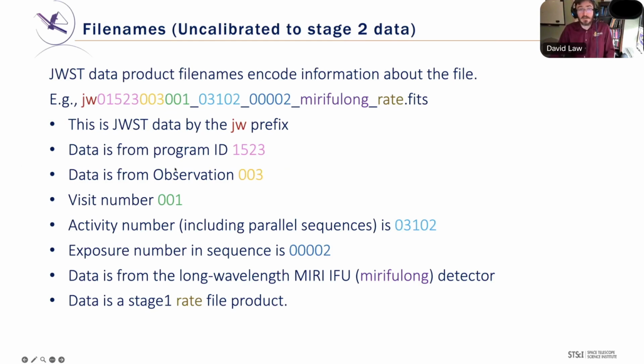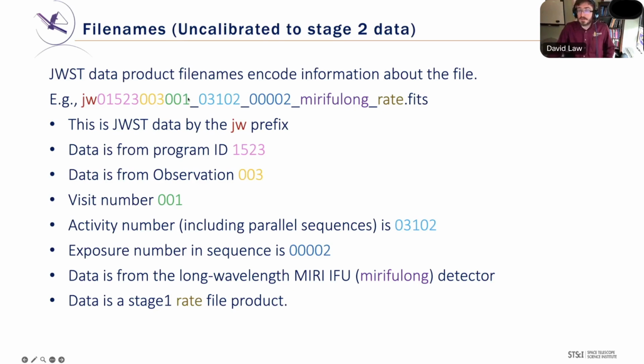It's this next set of numbers. Within a given program, things are broken down into individual observations. Let's say you had 10 of your favorite stars you wanted to look at. Each one probably had its own observation number. These yellow numbers will be how you find out which observation number it was, observation 3 in this case. It gets a little bit more obscure after that point.